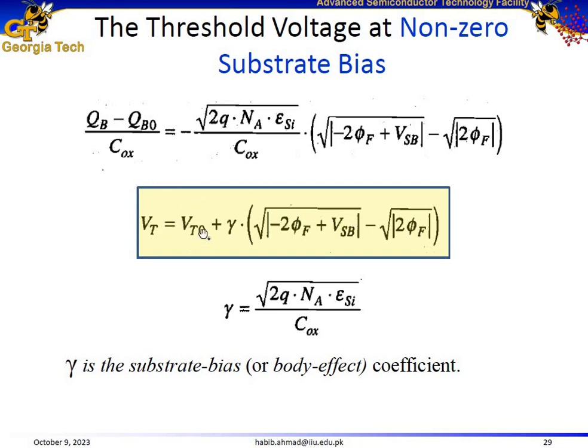After further simplification, it reduces to this form. Now VT is equal to the threshold voltage at 0 substrate bias plus gamma times, we already know about these parameters, where gamma is called the substrate bias coefficient, or we can also call it the body coefficient, and it's equal to square root of 2 times charge on electrons times acceptor doping times permittivity of silicon divided by oxide capacitance. And here oxide capacitance actually is in farad per centimeter square.